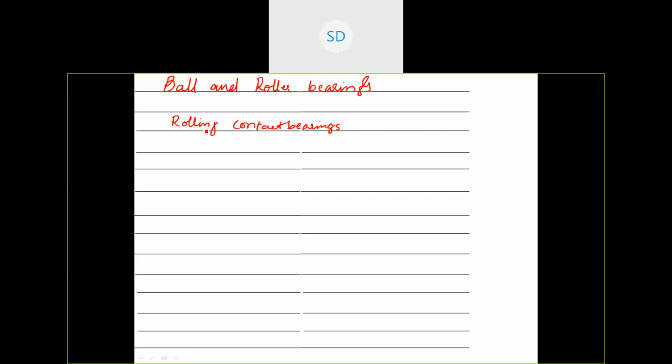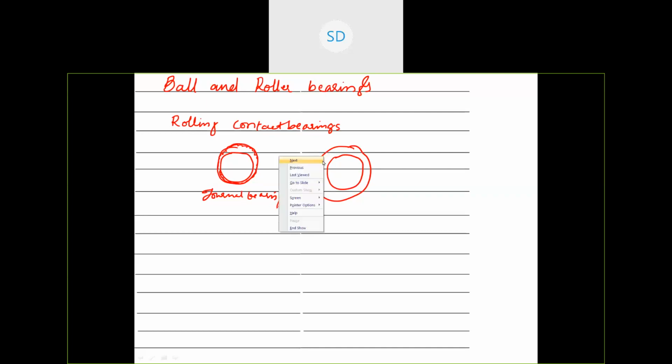and theory portion. Okay. So in a journal bearing, what happens? If you consider this as a journal, and this is a bearing surface, now this journal surface is going to slide over this bearing surface. But in the case of rolling contact bearings, the bearing surface which connects the driving member and the stationary member is in rolling contact here.